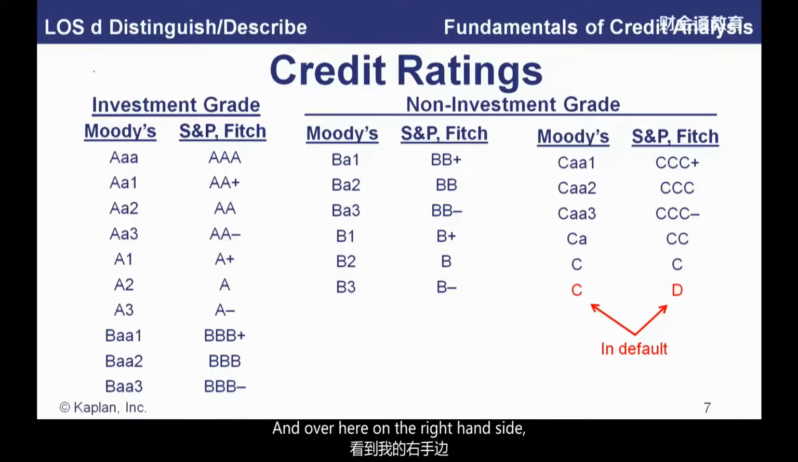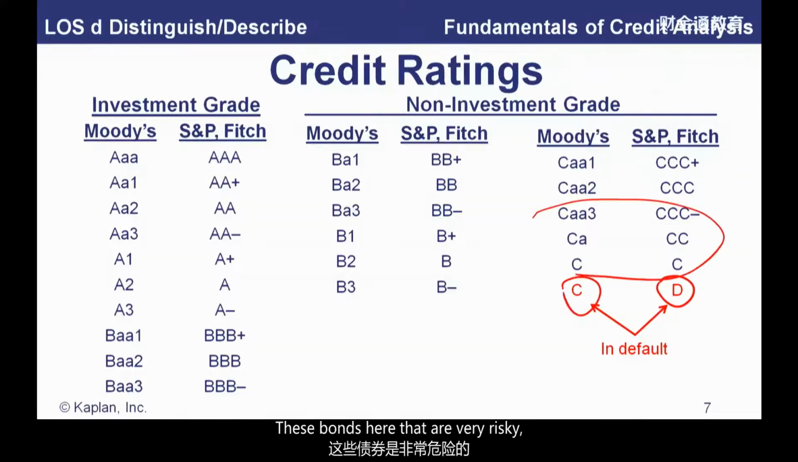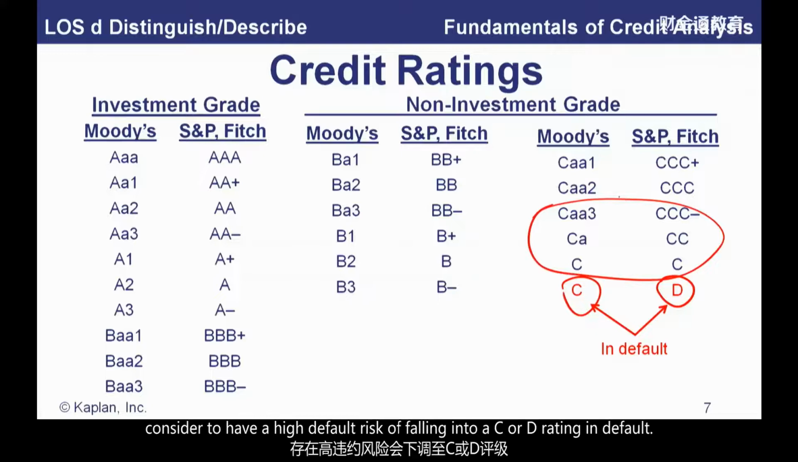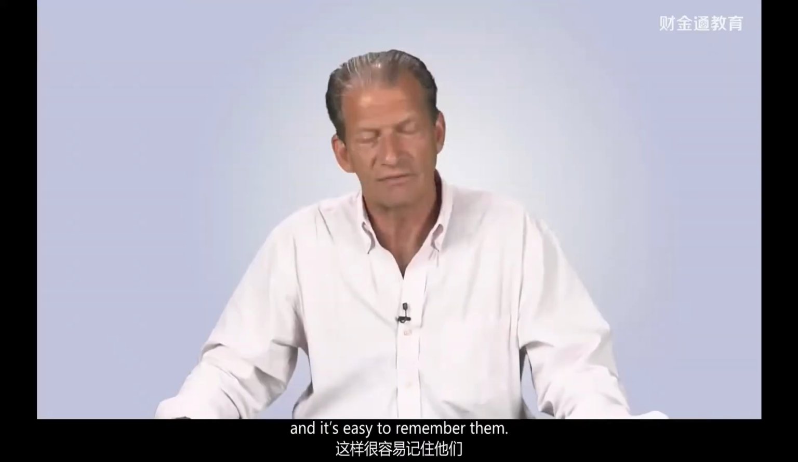And then over here on the right-hand side, we have C and D ratings. These are bonds that are already in default. These are bonds here that are very risky, considered to have the highest default risk there of falling into a C or D rating in default. I like the S&P's D rating because D stands for default, and I find that easy to remember.